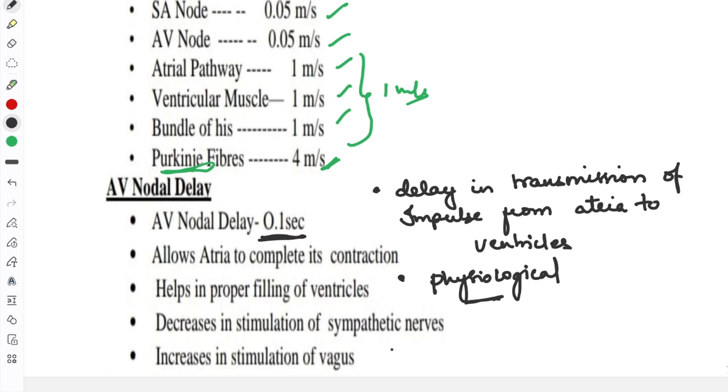Now what is the purpose of this AV nodal delay? This allows the atria to complete its contraction. It helps the atria to fill the blood completely into the ventricles. So for the complete contraction of the atria and for the complete filling of the blood into the ventricles, this delay is necessary, and it helps in the proper filling of the ventricles. So it allows the atria to complete its contraction, it helps the proper filling of ventricles, and it decreases the stimulation of sympathetic nerves, and increases the stimulation of the vagus nerve.